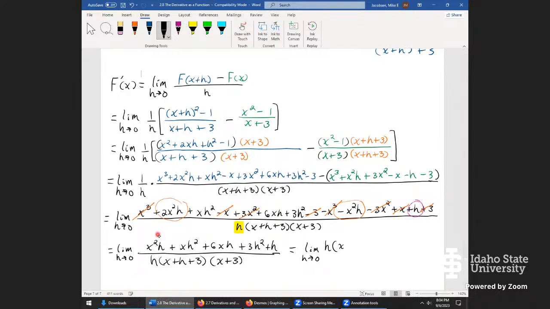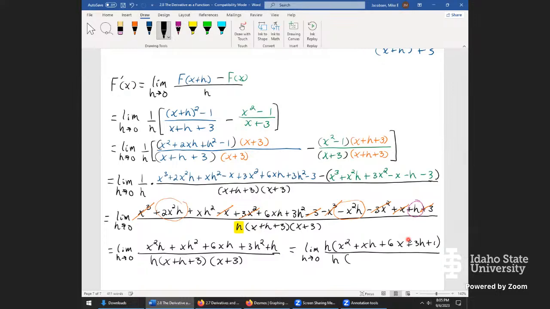It'll leave x squared plus xh plus 6x plus 3h plus 1. Visualize distributing h back and see if you get the right powers. We would get x squared h, xh squared, 6xh, 3x squared plus h. I think we've got it.